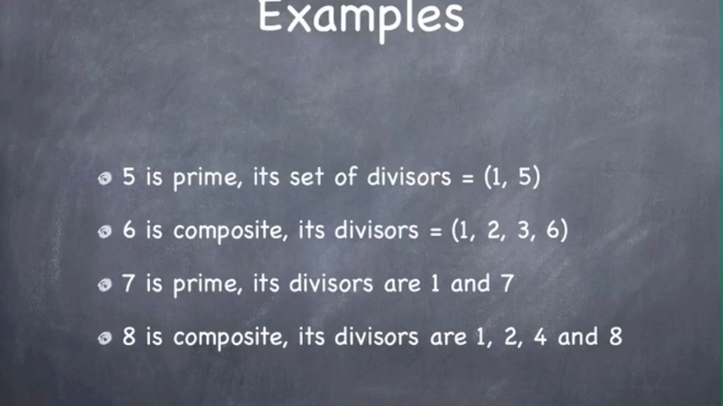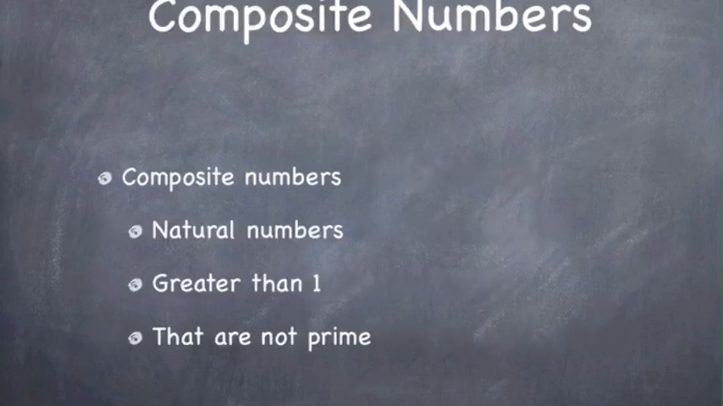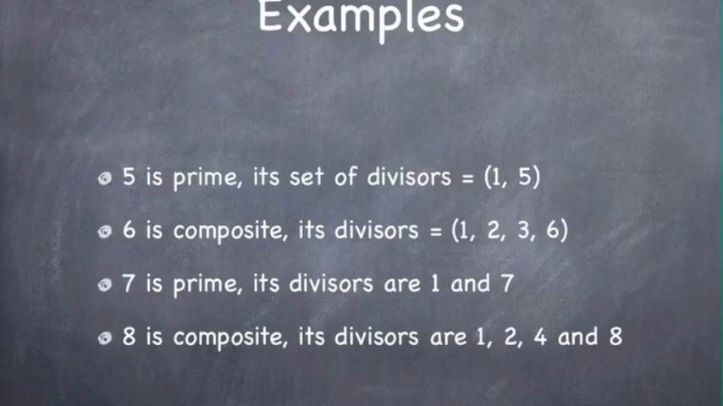6 is composite, and you say, what's a composite number? Well, a composite number is a natural number that's greater than 1 that's not prime. So any natural number that's not prime is composite. So 6 is a composite. Its divisors are 1, 2, 3, and 6, so more than just 1 and 6.